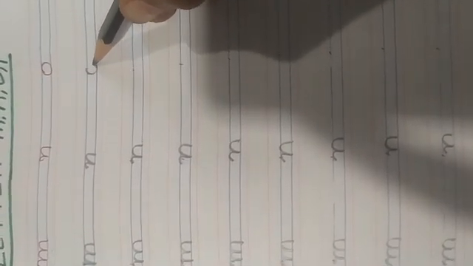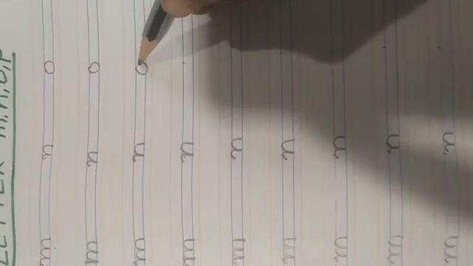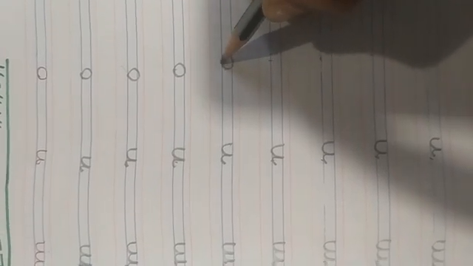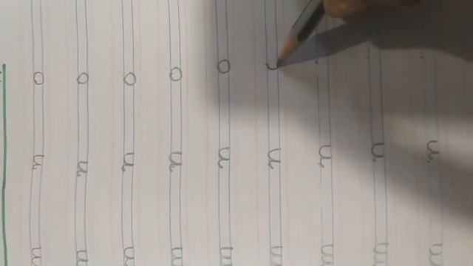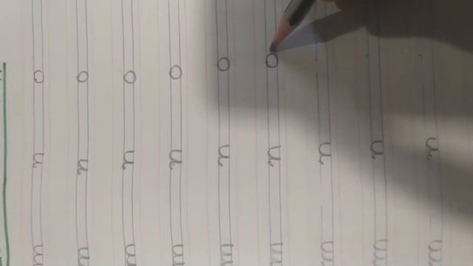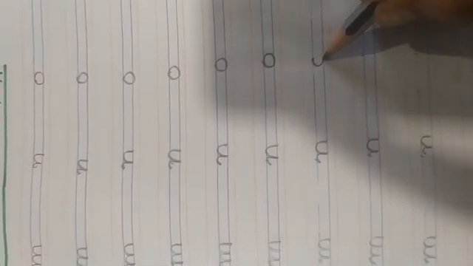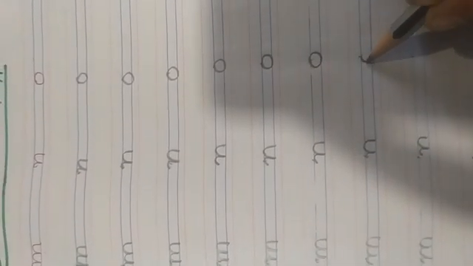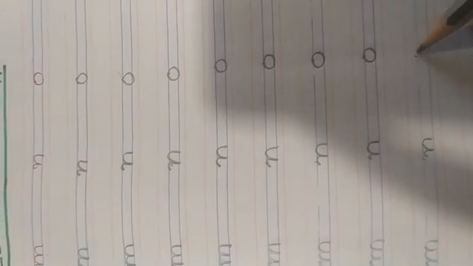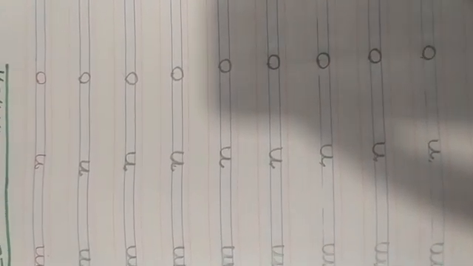O. O for orange. O for owl. Write a small letter O. Half curve, then half curve, made a full circle and it's a small letter O. Okay. Now come to our last letter.